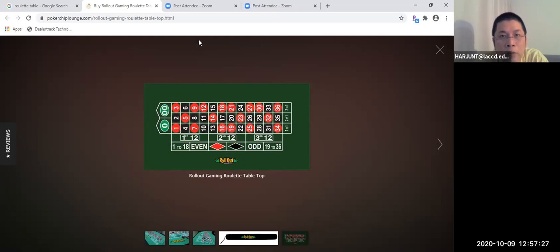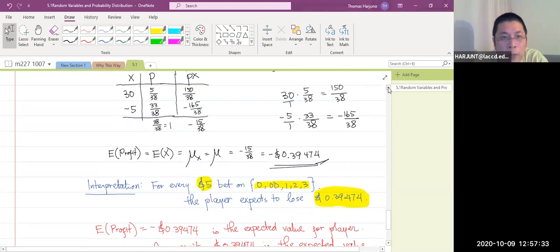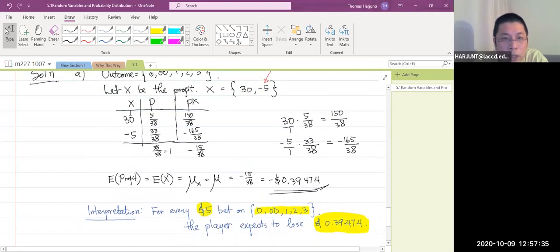So if you go back to our question, that explains why the probability that you win $30 is 5 out of 38. You will lose your bet, which is $5, if the ball lands on other numbers.